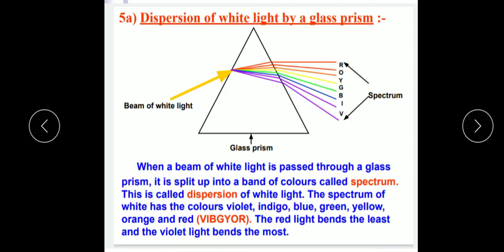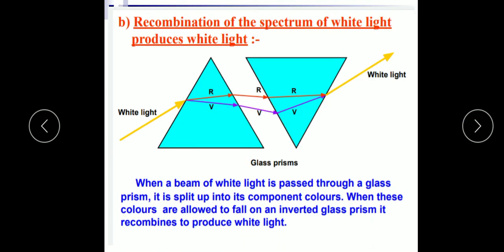So next is the recombination of the spectrum of white light. It produces white light. Now Newton showed that the reverse of dispersion of light is also possible. In his experiment, he kept two prisms close to each other, one in an erect position and another in an inverted position.